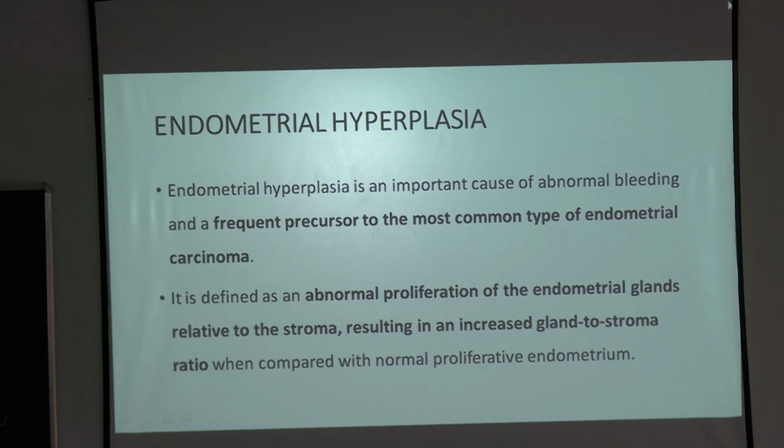Endometrial hyperplasia থেকে endometrial carcinoma হয়, and endometriosis থেকে ovarian carcinoma হয়. And there is a similarity. What is the similarity? Both are estrogen-dependent condition, endometriosis and endometrial hyperplasia. It is defined as abnormal proliferation of the endometrial glands relative to stroma, resulting in an increased gland to stroma ratio when compared with the normal proliferative endometrium.